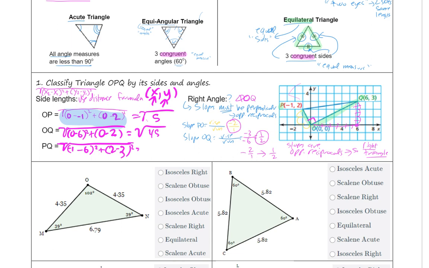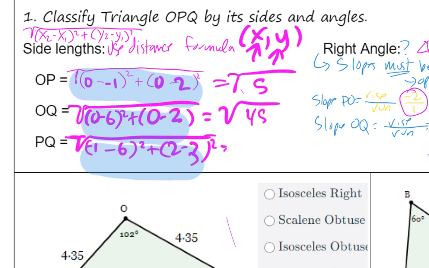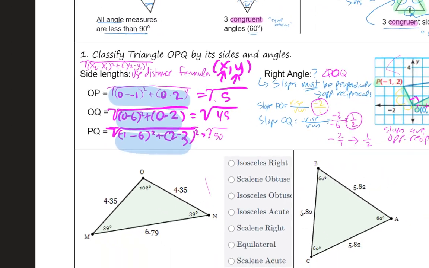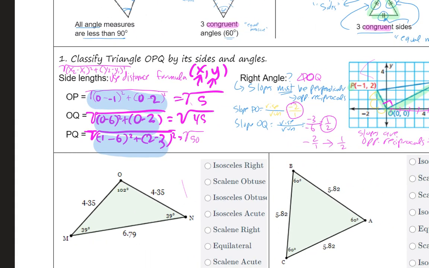Okay, so once again, remember I'm talking about only putting in the inside part, right? So if we only put in that inside part, not the whole thing, that would give us the square root of 50. Okay, so what do we know? All three side lengths are different. That tells us it's scalene, right? Scalene and right. And so now we're going to box our answer.